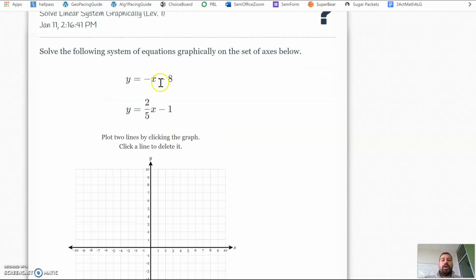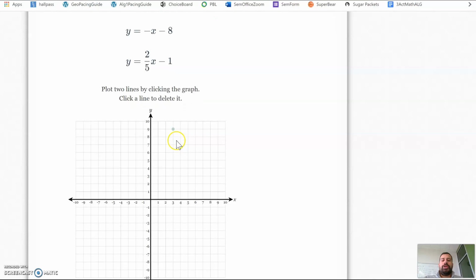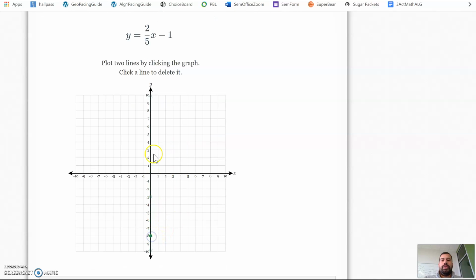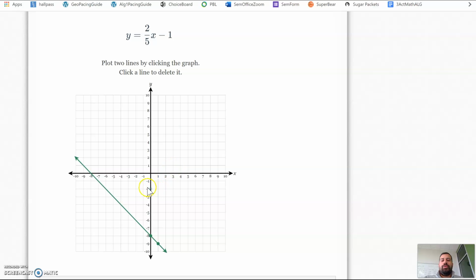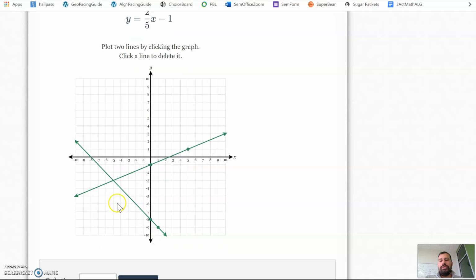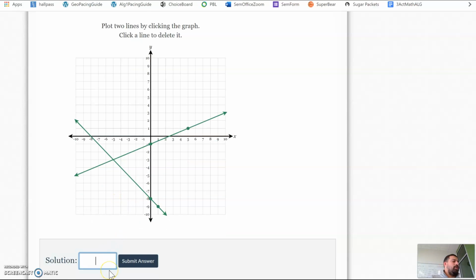Okay, so I'm going to graph the top line. I'm going to start at -8, plot a point. My slope's -1, down 1, over 1. My other line is at -1 for the y-intercept, and the slope is 2/5. Up 2, over 5, plot a point. Go ahead and find that intersection point. It's at -5, -3. Enter that as an ordered pair.